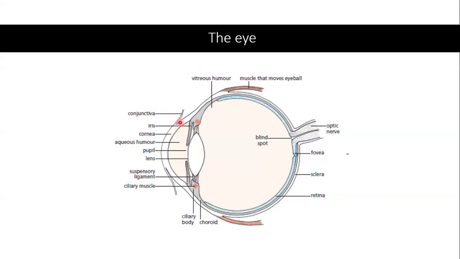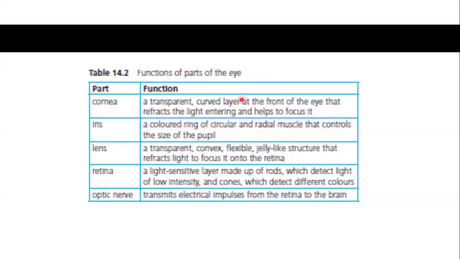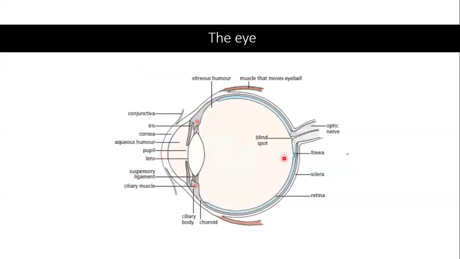Then underneath the conjunctiva, we have our cornea. Our cornea is basically the bulging part of the eye. The part of the eye that is bulging out of your skull is basically where our cornea is. Okay, this is our cornea. Our cornea is basically responsible for refracting the light. It will refract the light, it will bend the light, and it will help in focusing the image.